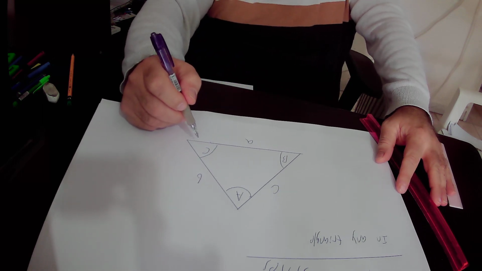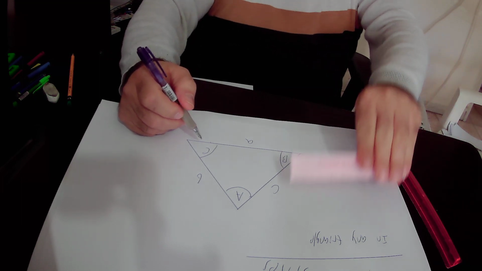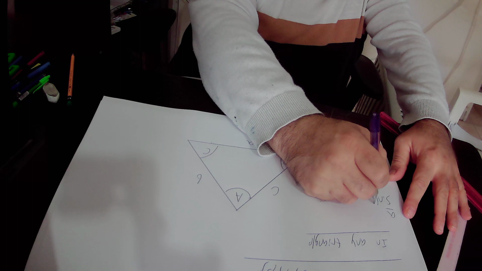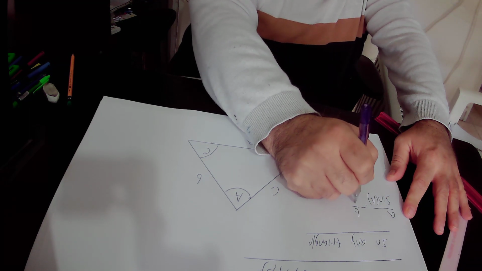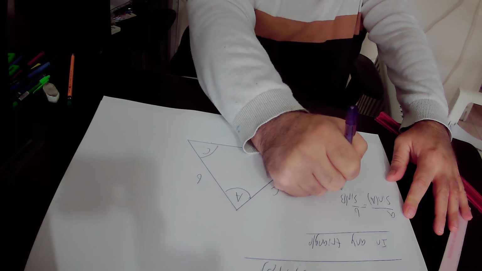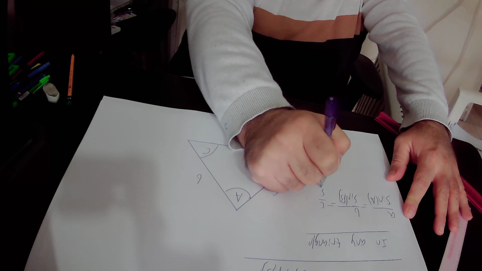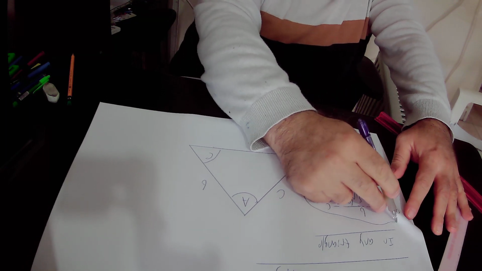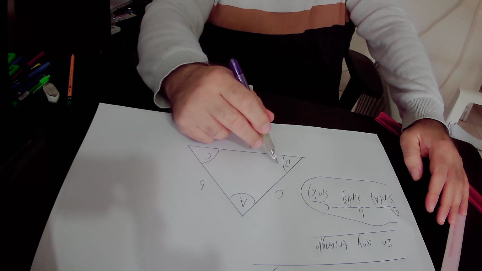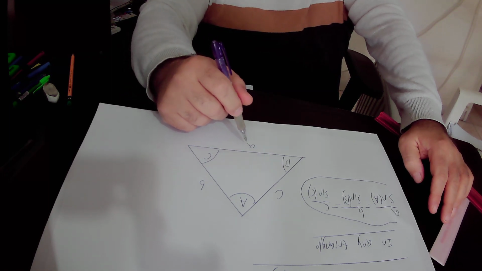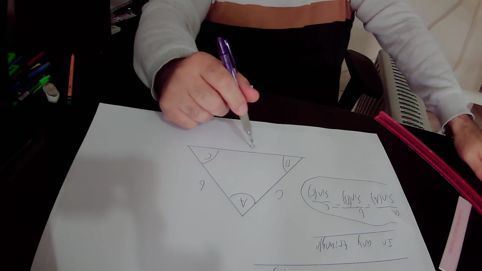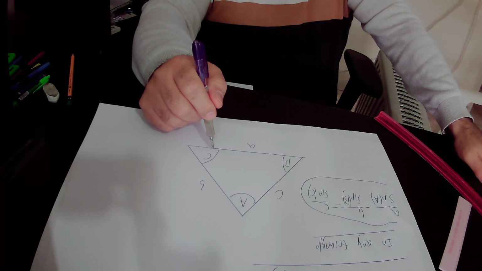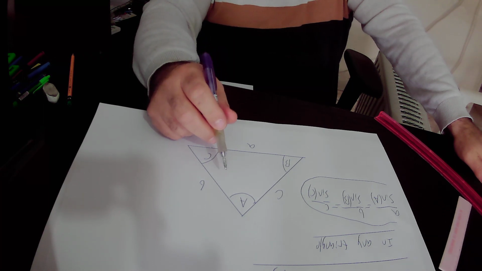Then according to the law of sines, a over sine A equals b over sine B equals c over sine C. Here I will repeat again: a over sine A equals b over sine B equals c over sine C, where small a, small b, and small c are the lengths of the sides of the triangle, and capital A, capital B, and capital C are the sizes of the angles of triangle ABC.